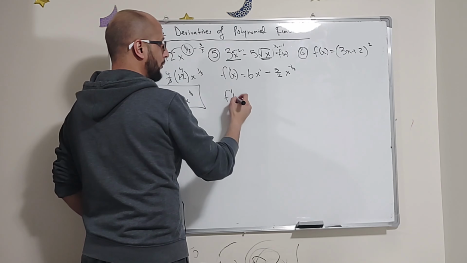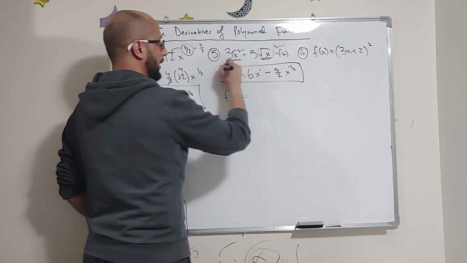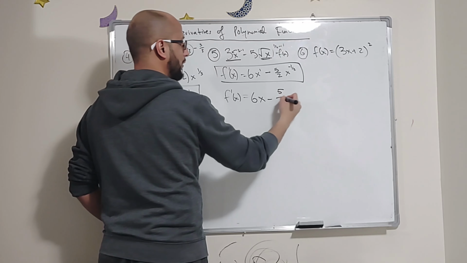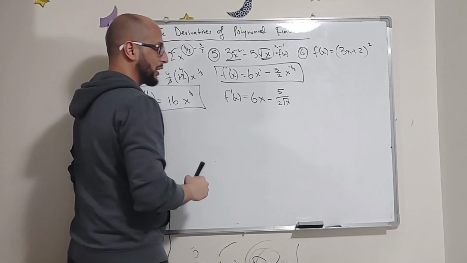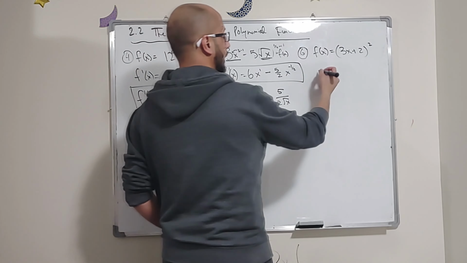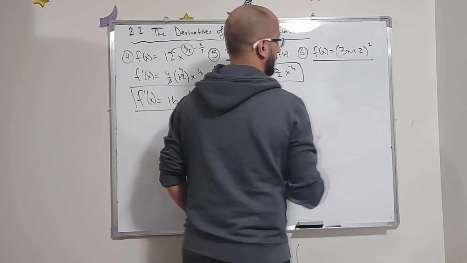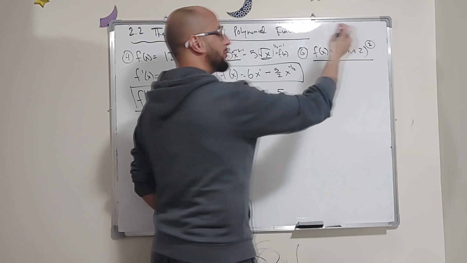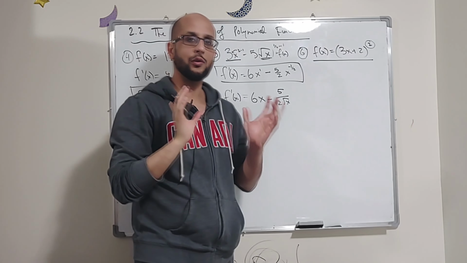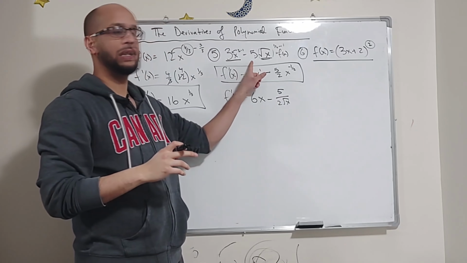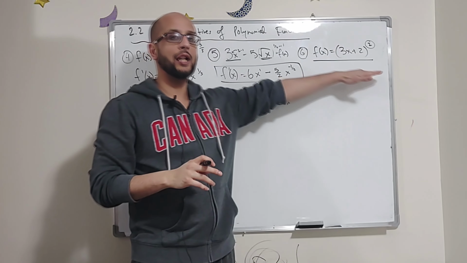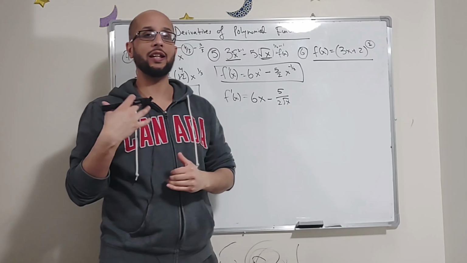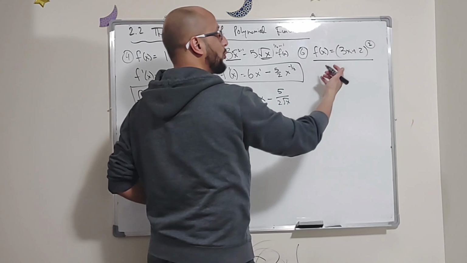This is perfectly fine as a solution, but if you want to simplify, you can write 6x minus 5 over 2 root x. And for the last one, in a question like this, we have (3x + 2) squared. However, the exponent is being applied to the entirety of 3x plus 2, so we can't treat it the same way as this. What we'll have to do now is expand it into a polynomial form that we can find the derivative of. Because as it is right now, we cannot.